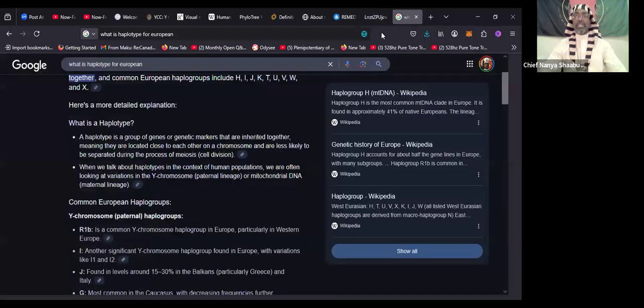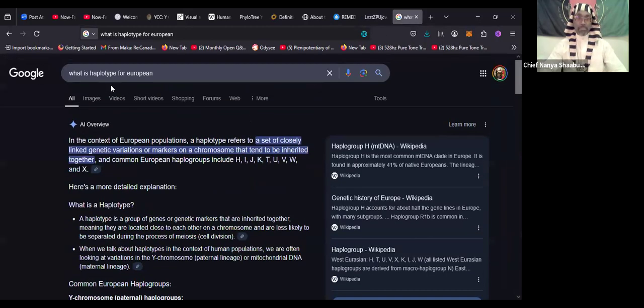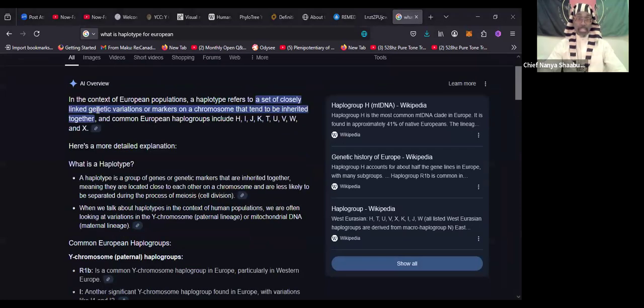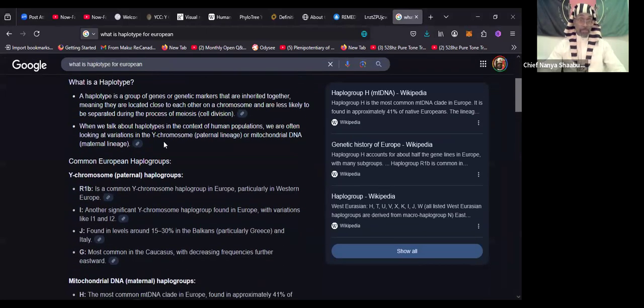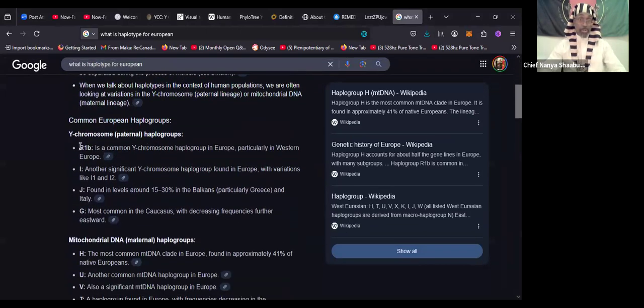Why do I say that? Because when I looked up the haplotype for a European, it says their genetic variations and markers on a chromosome tend to be inherited together, and common European haplogroups include H, I, J, K, T, U, V, W, and X. Common European haplogroups are the R1b, is a common Y chromosome haplogroup in Europe, particularly in Western Europe. So that's French, that's Spain, Italy, England.